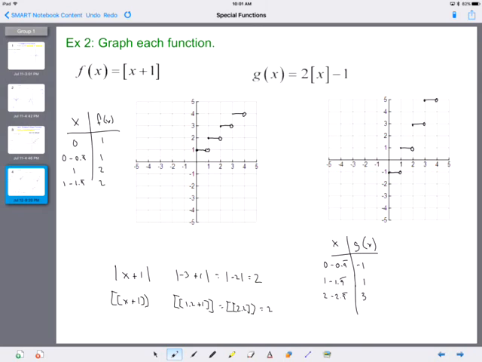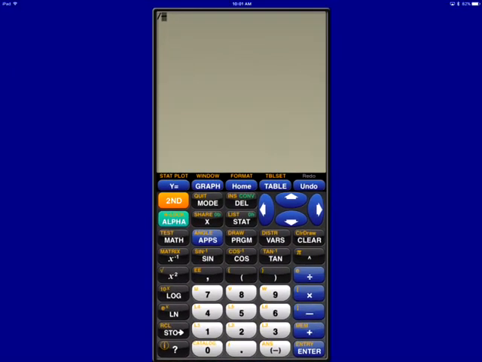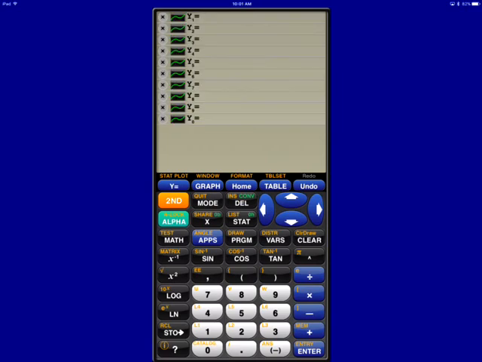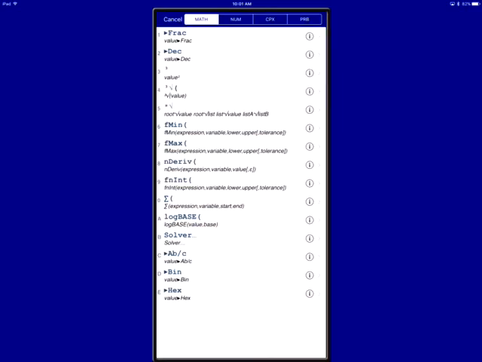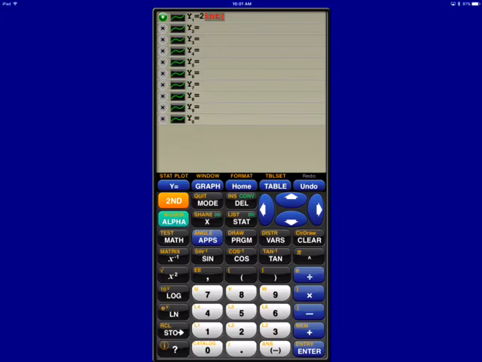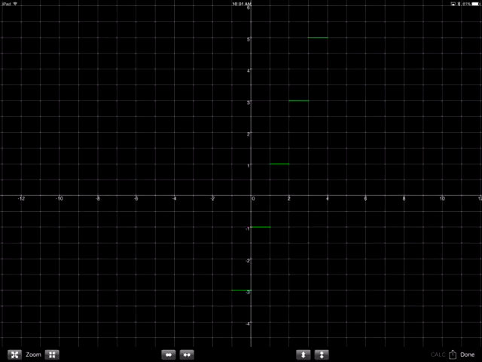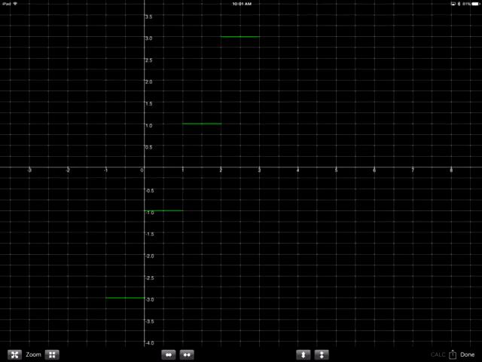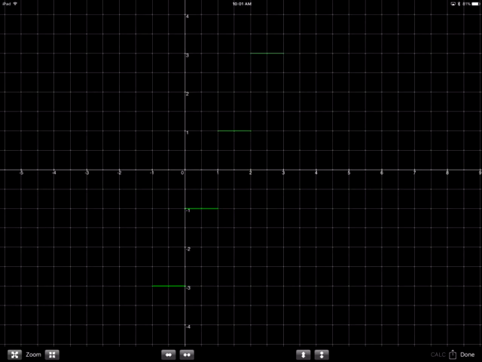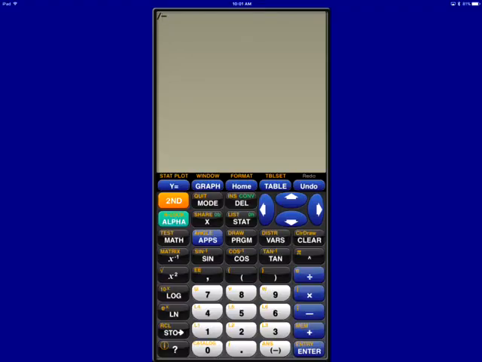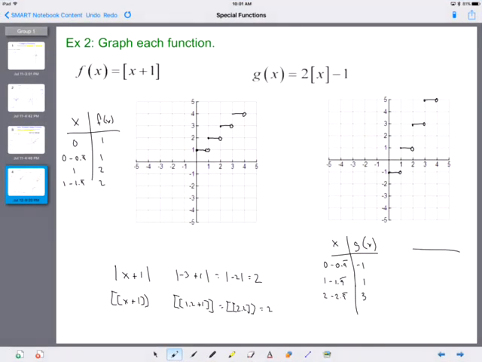And so if we plug this one in, we're going to do 2, go to math, integer, and then x, and then -1. So you can see that it has gone down to -1 there, and you can see the steps that are occurring are twice what we were doing before because of the 2 in front of the greatest integer. So there you go.